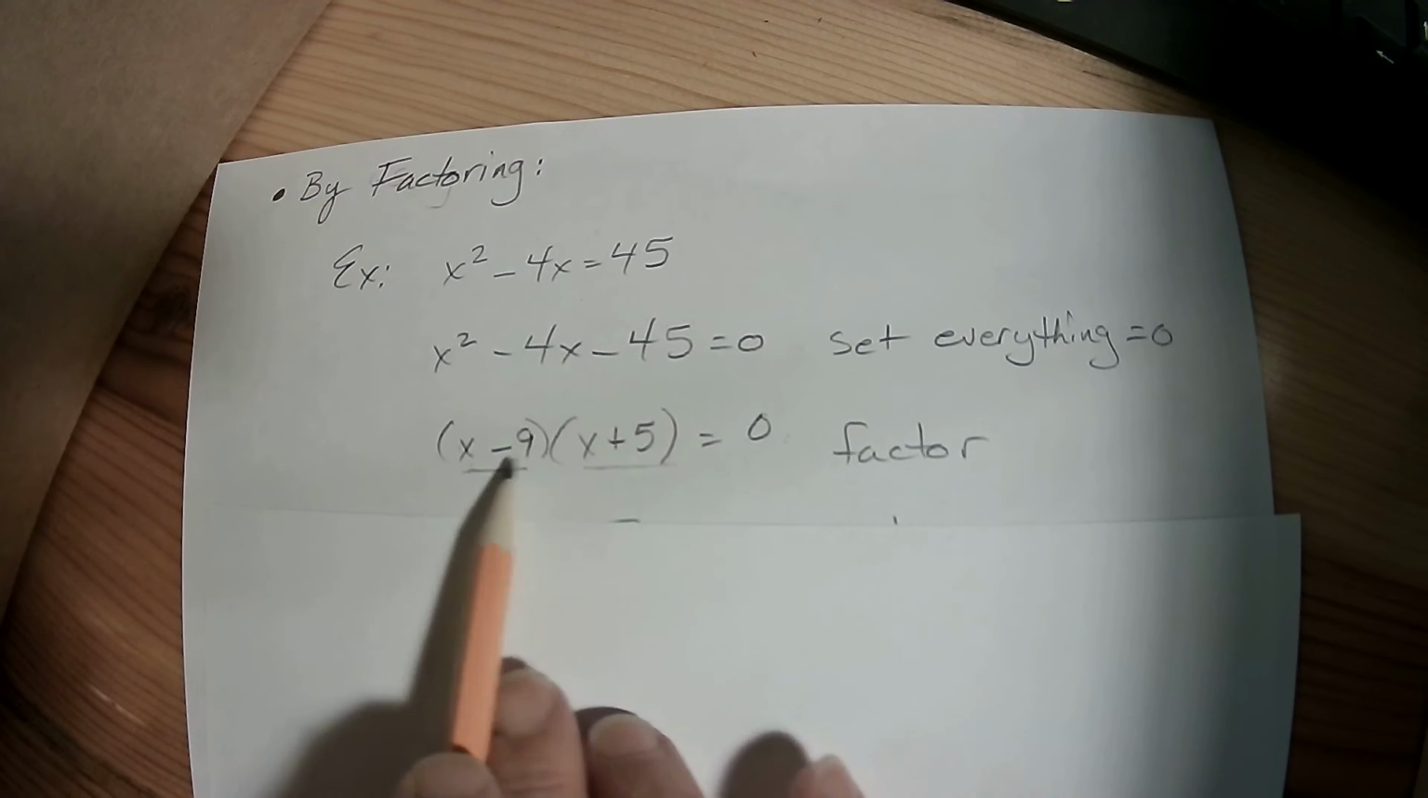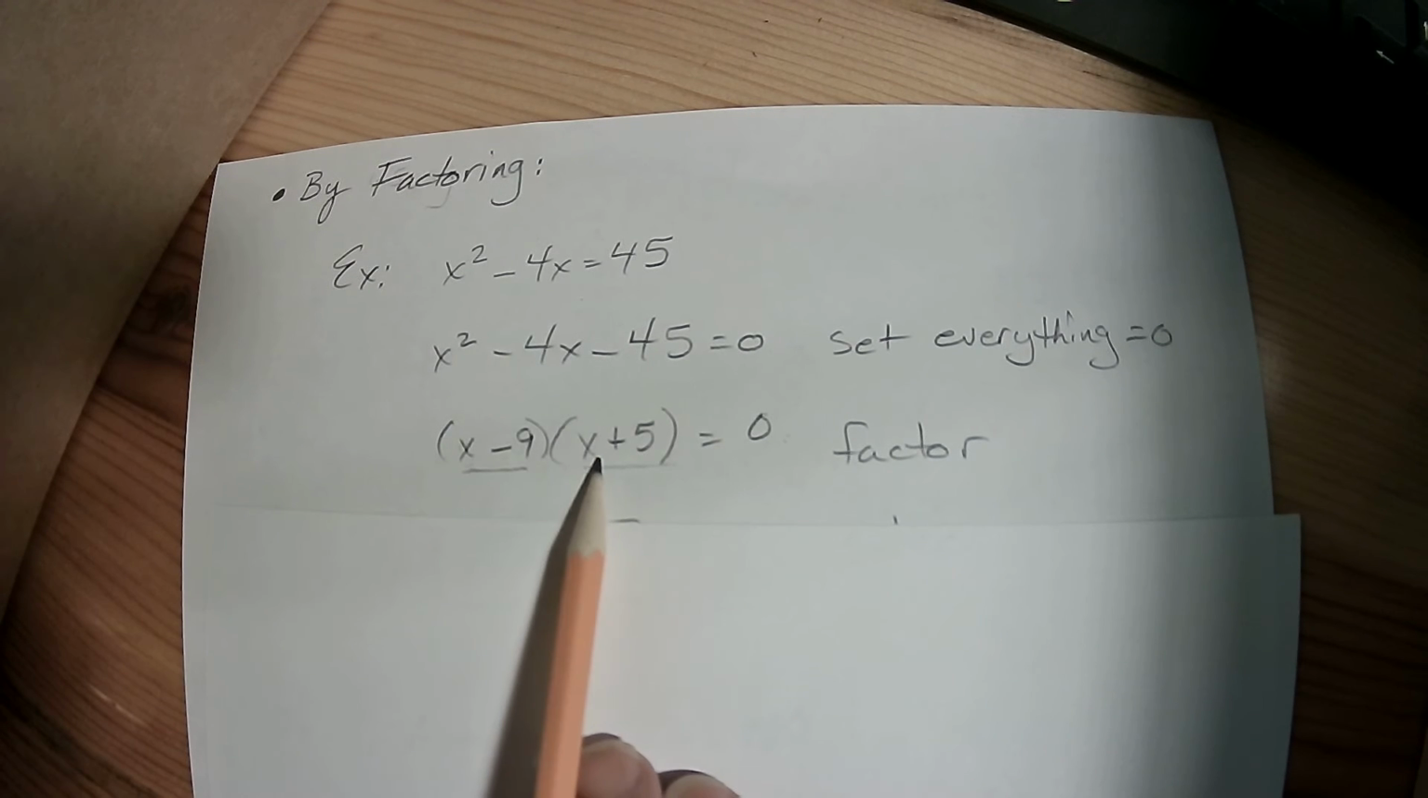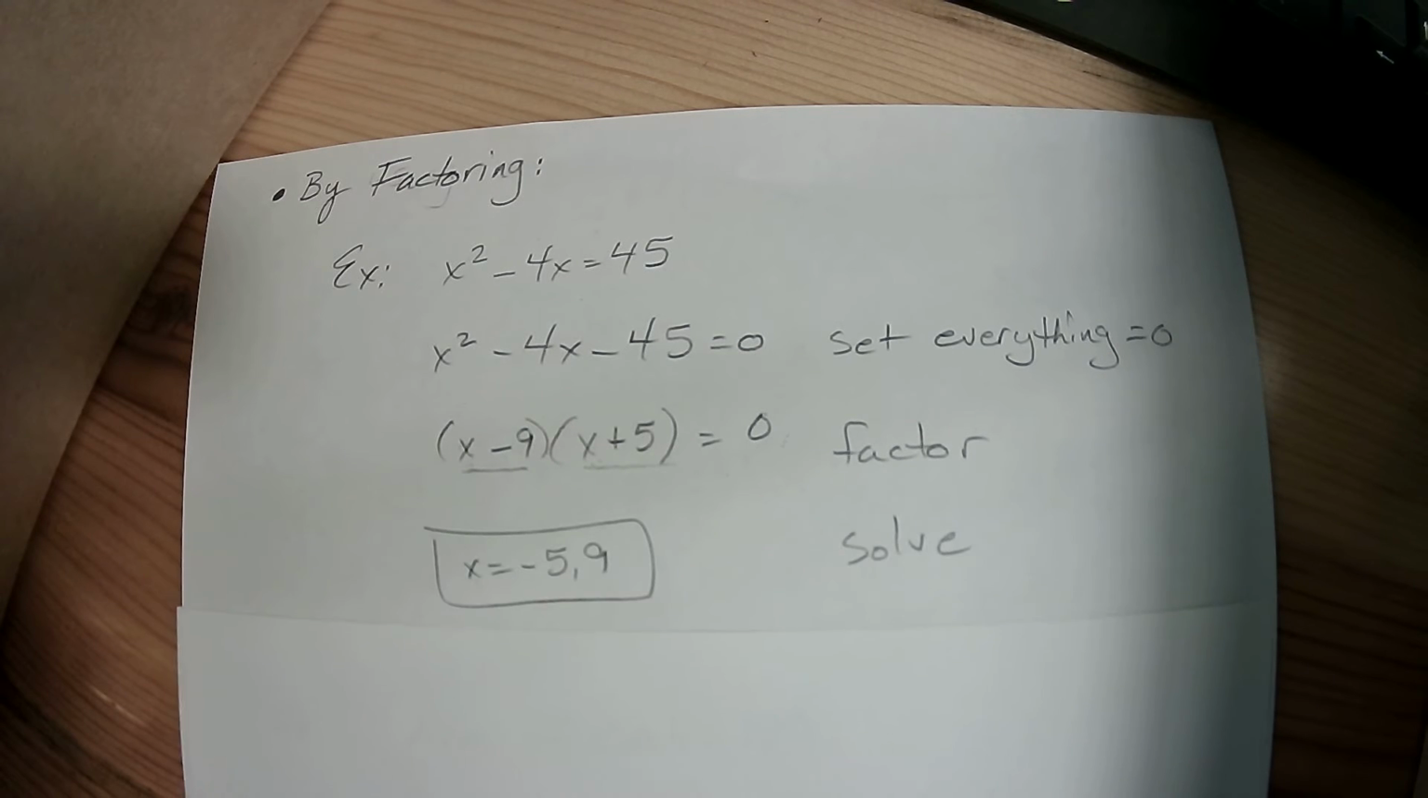X minus 9 equals 0, x would have to be 9. X plus 5 equals 0, x would have to be -5. So the answers are, the graph crosses the x-axis at -5 and +9.